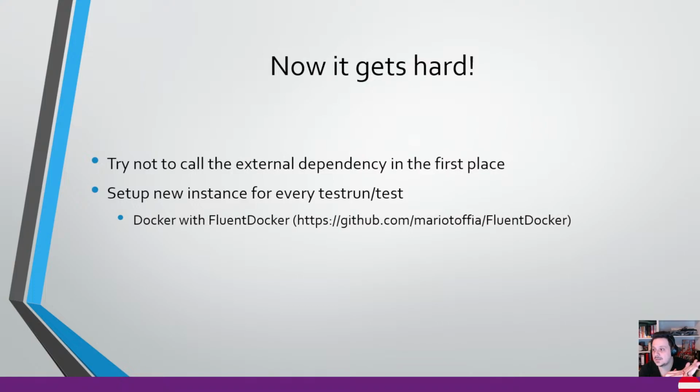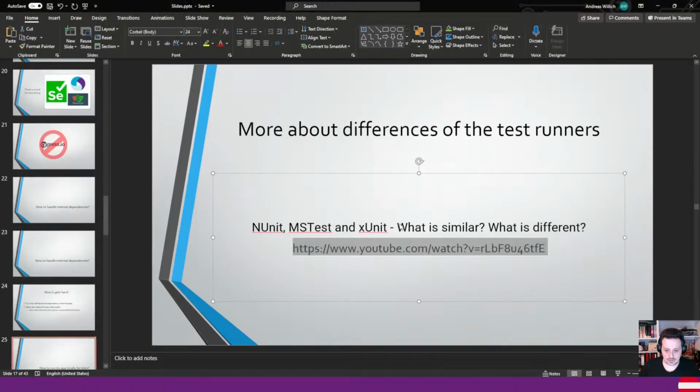So let's say, and this is also for the next example here, the usual example is a database. You're storing stuff in the database, and you need for some reason a database for your automated tests, for your integration tests. And one way that's really nice is to use Docker for it. So there is a Fluent Docker library.